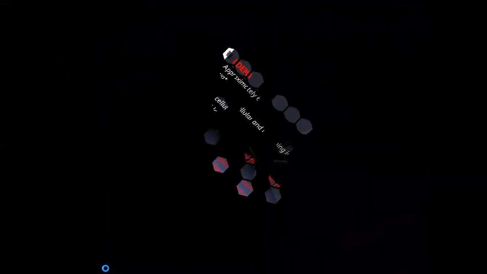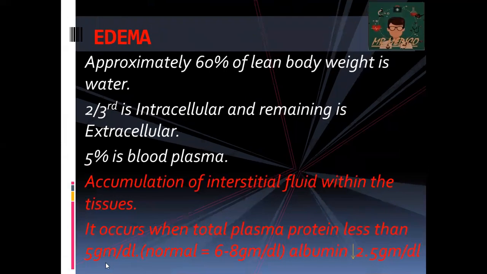Now, edema. Approximately 60% of our body weight is water, and 2/3 of it is intracellular and the remaining is extracellular, and the blood plasma level is about 5%. Edema means accumulation of interstitial fluid within the tissue spaces.